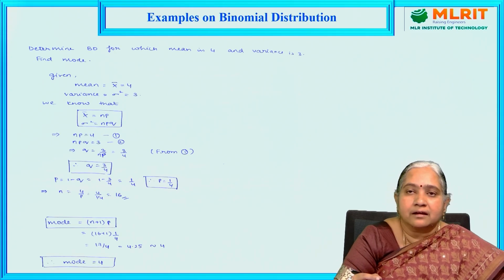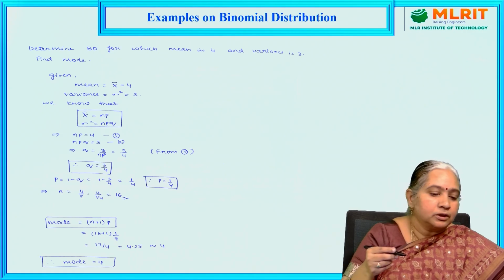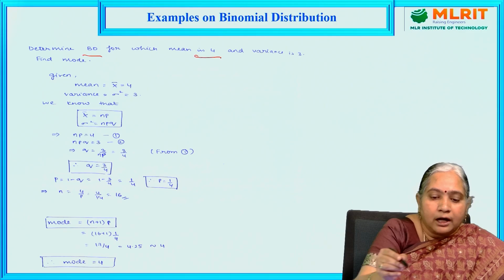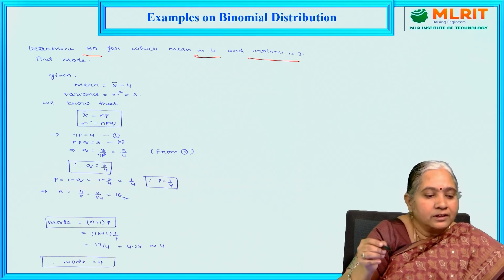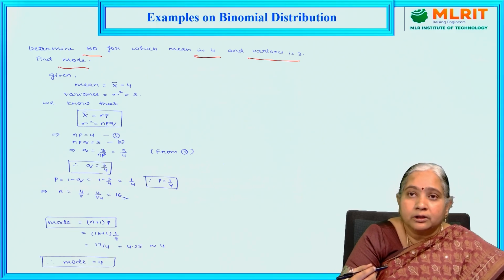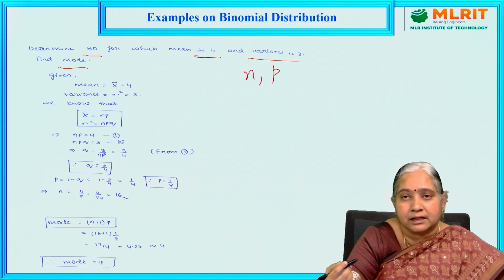Now we see the examples on binomial distribution, how to find the probability of different values of x and how to find the parameters n and p and mean, variance and mode also. So here: determine the binomial distribution for which mean is 4 and variance is 3. So this is the data, and also find mode. So already we know that the parameters of a binomial distribution are n and p. If we know these two values, we can find the probabilities or any statistical measures like mean, variance, mode.